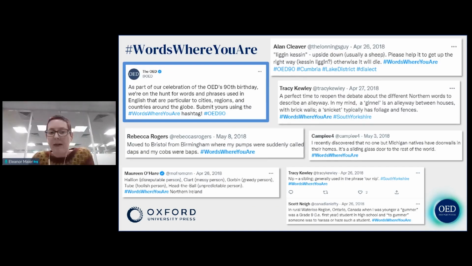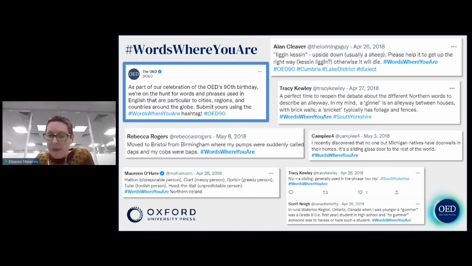And we also have more general appeals. And these appeals have been in place since the very inception of the dictionary, the original crowdsourcing, where the dictionary editors asked members of the public to send in their words or help find examples of words. And in 2018, we had a very successful appeal in which we asked our users to submit words particular to their own town or region. And we called it Words Where You Are.